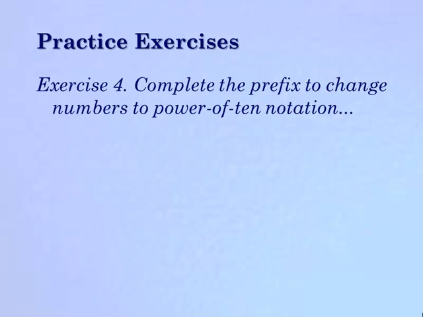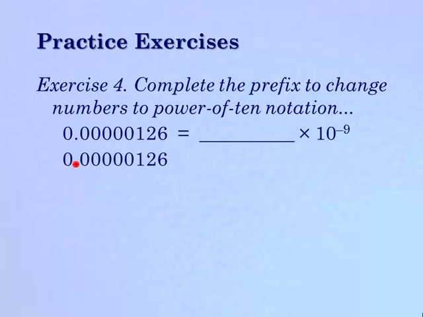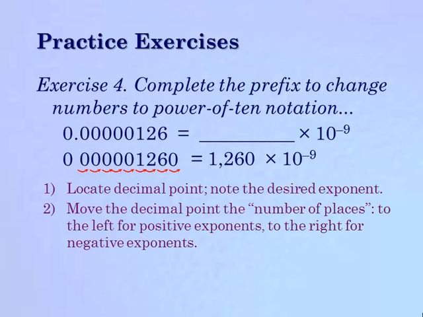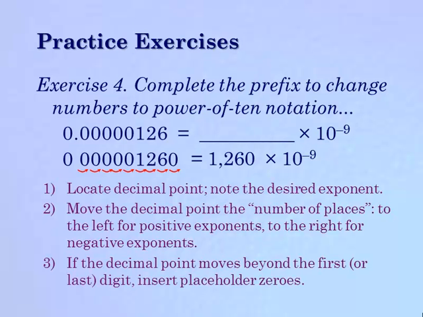So for small numbers similarly, we have to move the decimal point over 9 places in this case. We may need an extra 0 to hold it out there. So you'll see that our answer will become 1,260 times 10 to the minus 9. And we did need that extra 0 in this case.